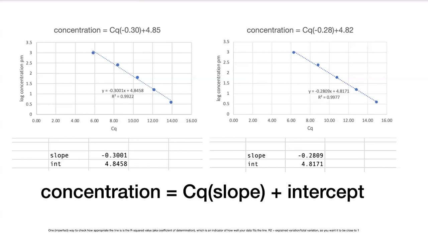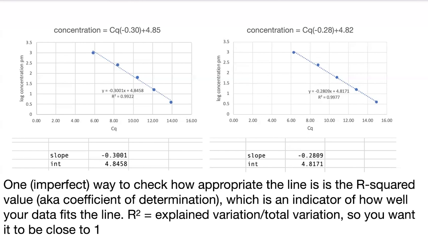Speaking of whether or not to trust what the computer gives you, we need to talk about how we can evaluate how good of a fit the line is. So remember that your computer is going to give you an equation for the line no matter how good the line is. But some lines are better than others. So you can see that this line fits a little better than this line, and this is reflected in a value called R squared. R squared is also known as the coefficient of determination, and it's an indicator of how well the data fits the line. It equals the explained variation, so how much variation is explained by the equation versus the total variation.